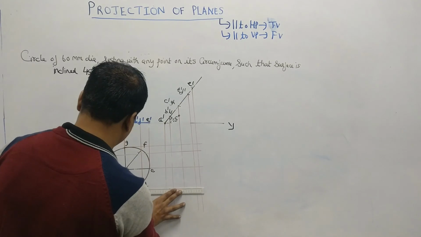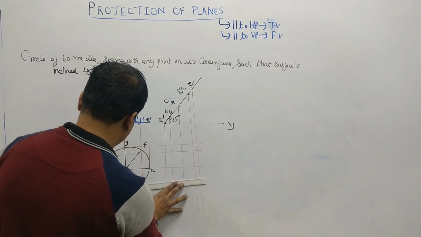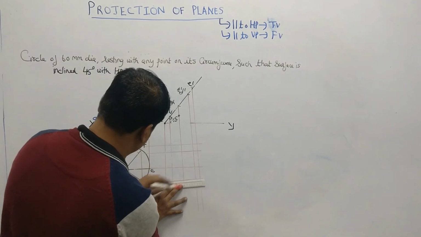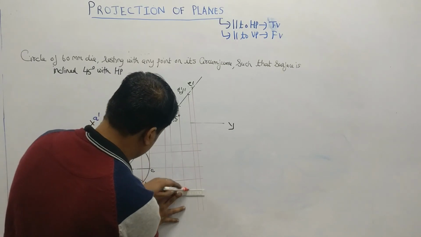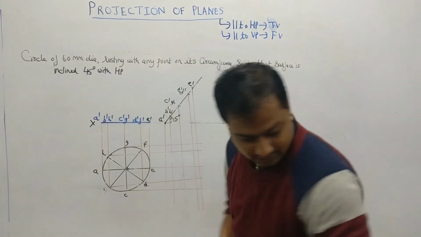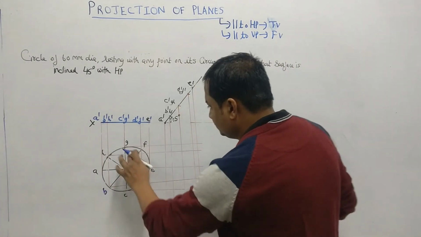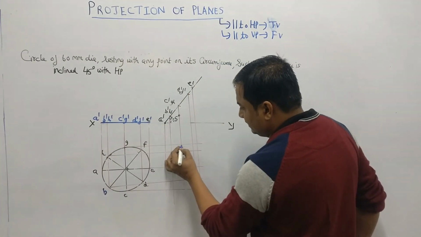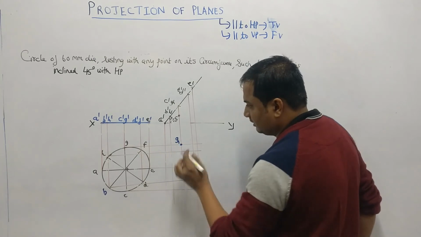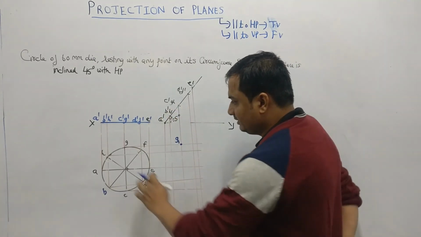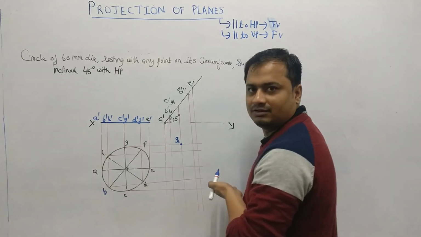So I have made one mistake in this rough sketch, and I will tell you what the mistake is. This is B. So G horizontal, G vertical. This will be your G1. G horizontal, G vertical. This H and F should be on the same line.